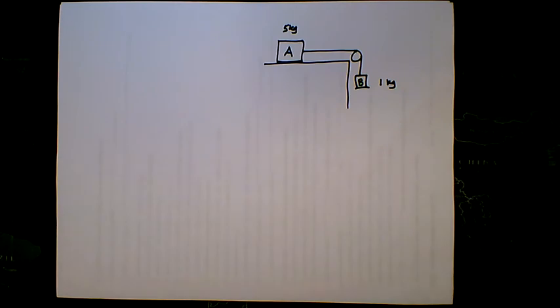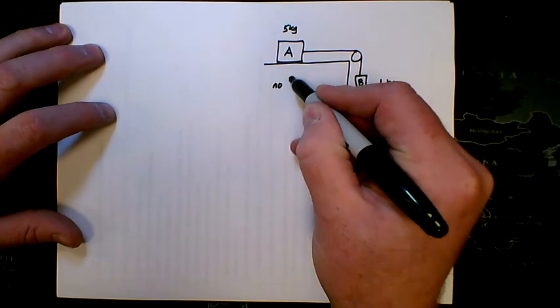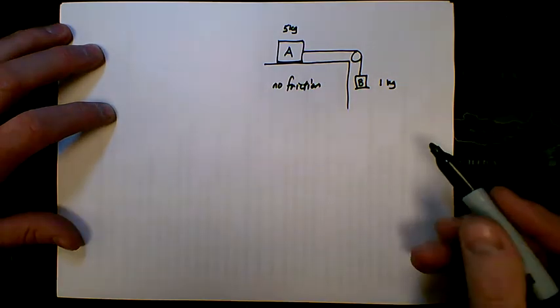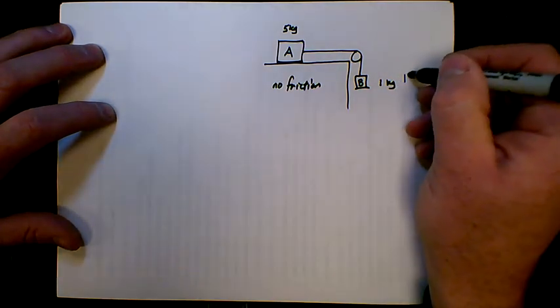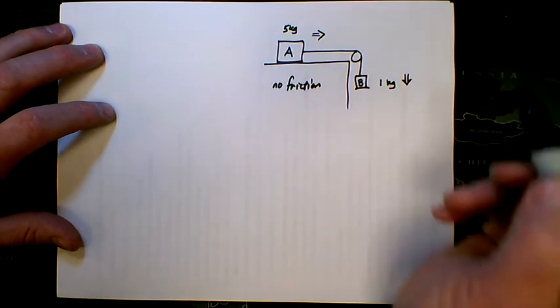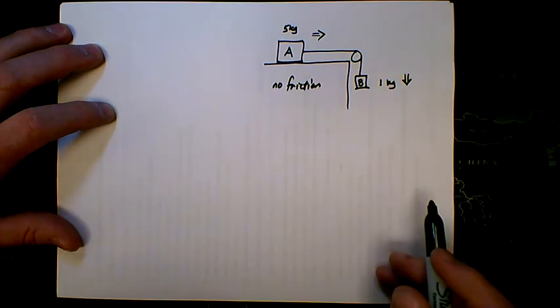Here we have a scenario where we have two blocks, A and B, that are attached by a string. Block A is resting on a table, block B is hanging off the edge. Assuming there's no friction, if we were to let go of the system, B would accelerate in the downward direction, and A would accelerate to the right. So that's the direction that they would accelerate.